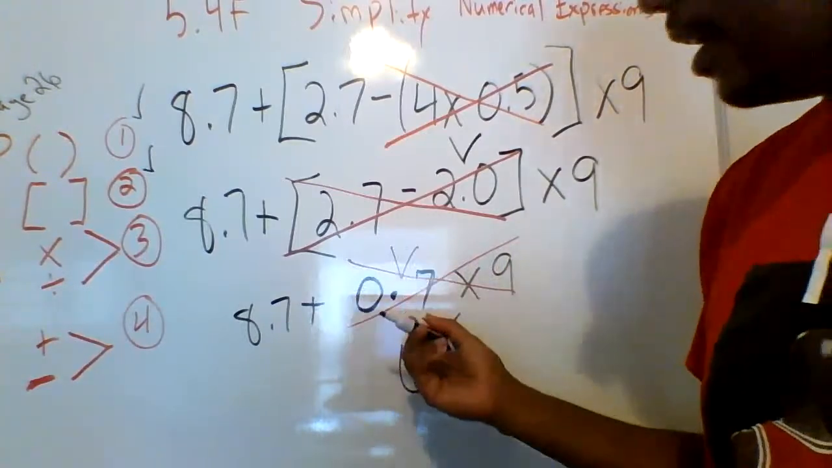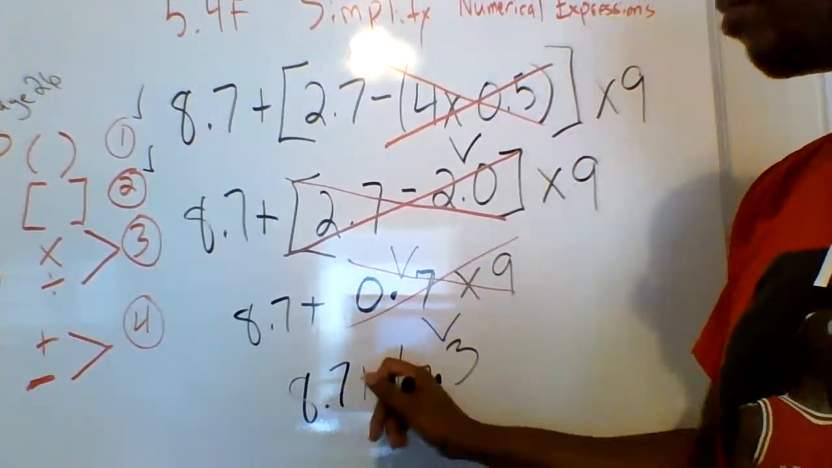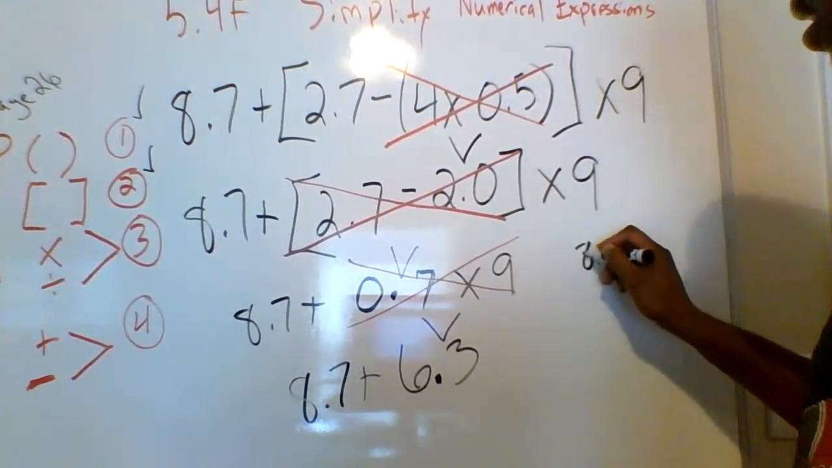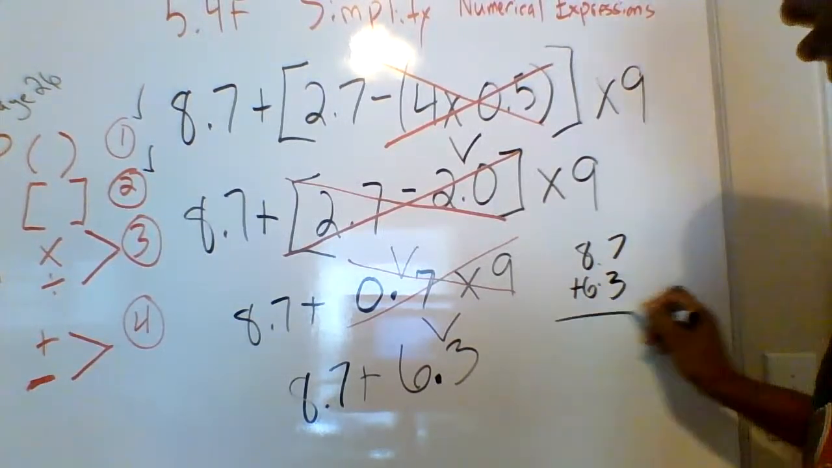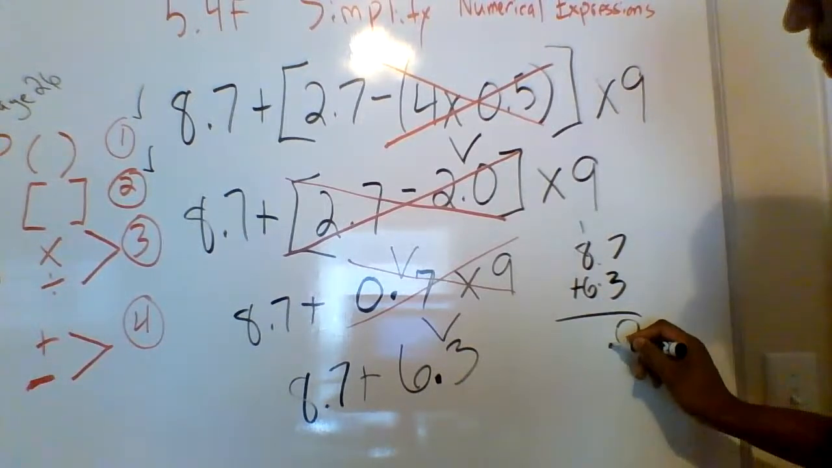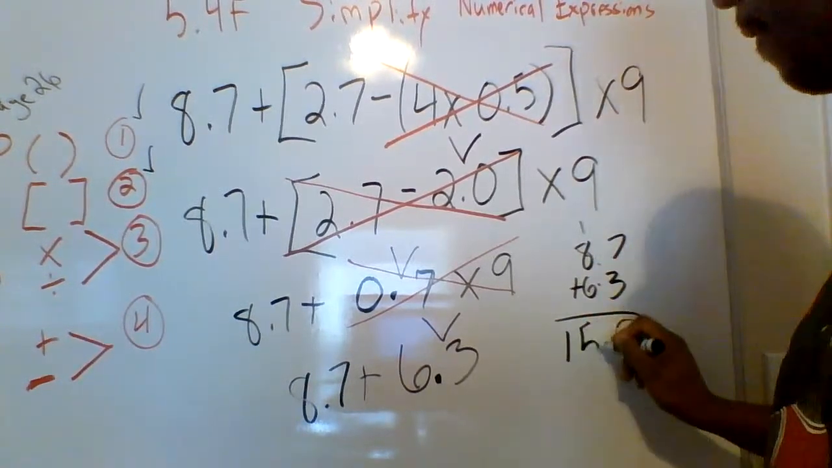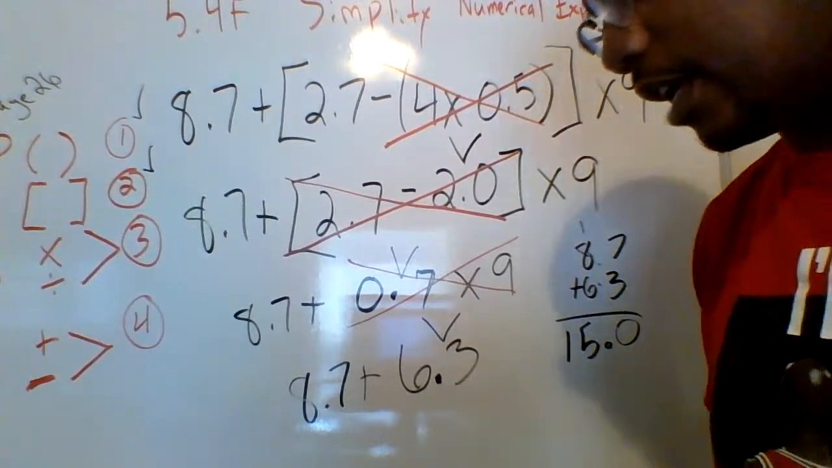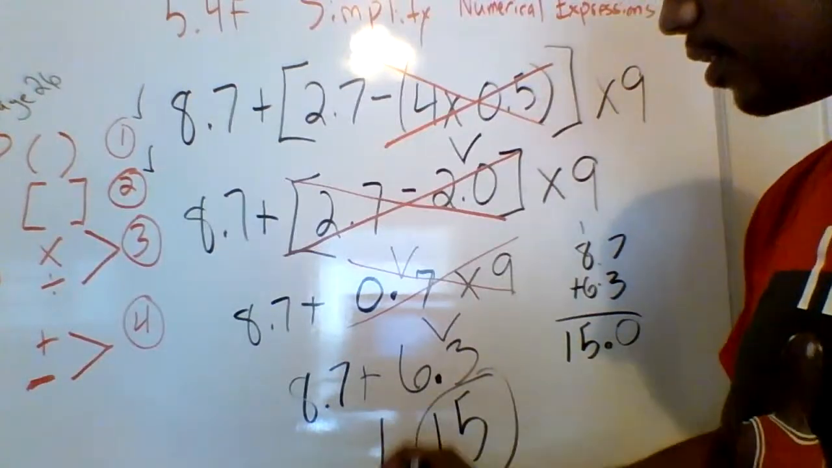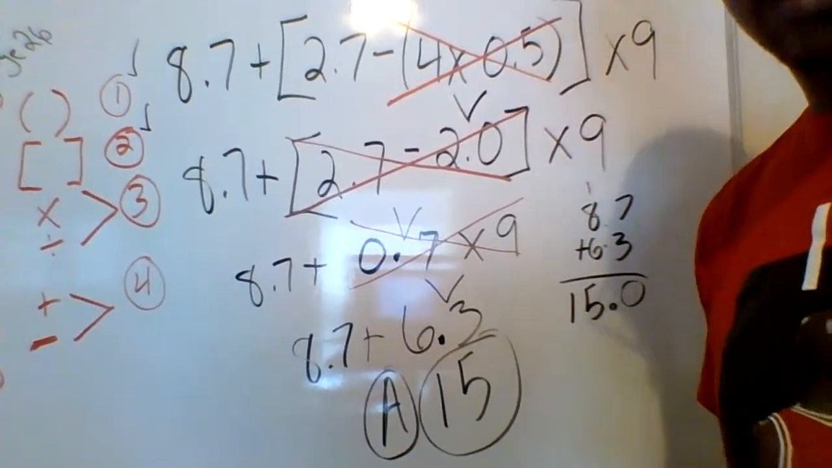And my last step is to add 8.7 plus 6.3. Well, 7 plus 3 is 10. That's 0, carry the 1. 8 plus 6 is 14, plus 1 is 15. The answer is 15.0 or just 15.